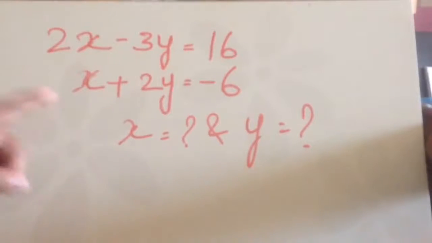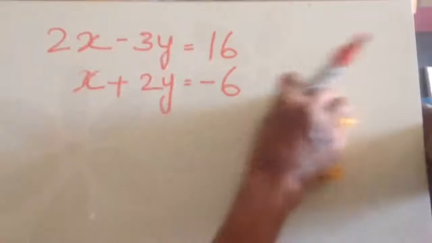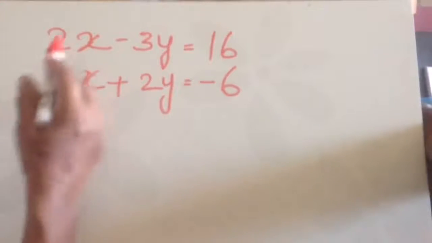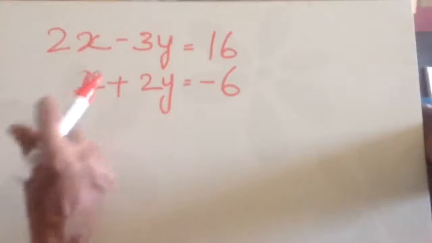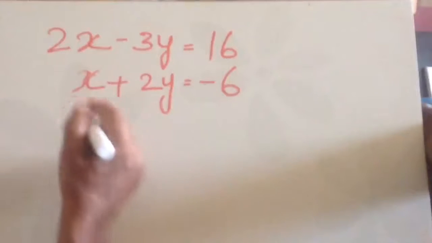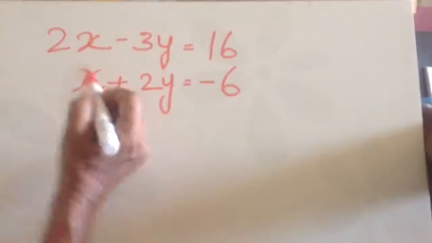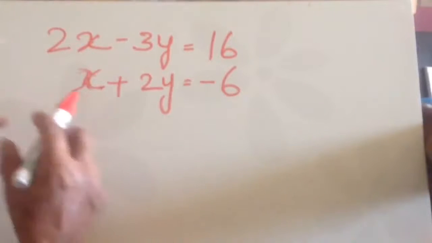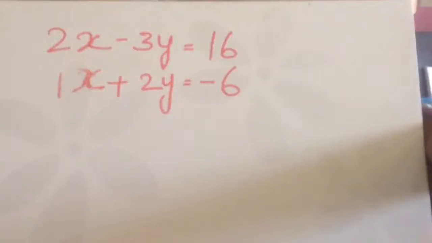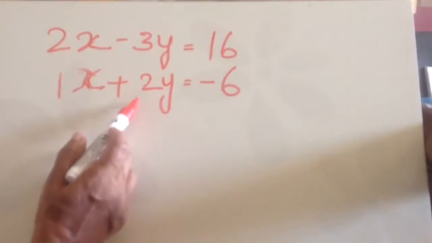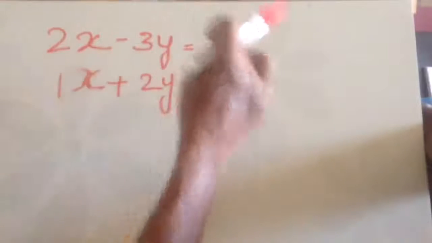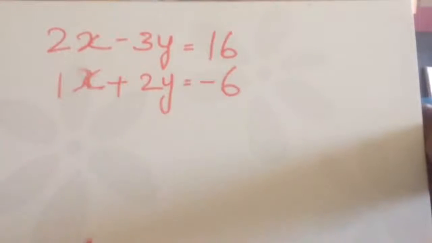Now, if you want to find out y or x, we have to eliminate either x or y. In this given problem, it will be easy to eliminate x, because this is just 1x and this is 2x. Suppose you want to eliminate y, this is 3y and 2y, you have to multiply this by 2 and this equation by 3.